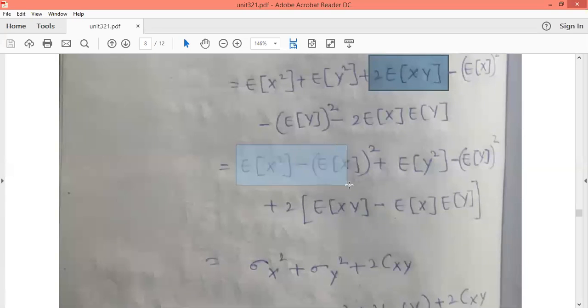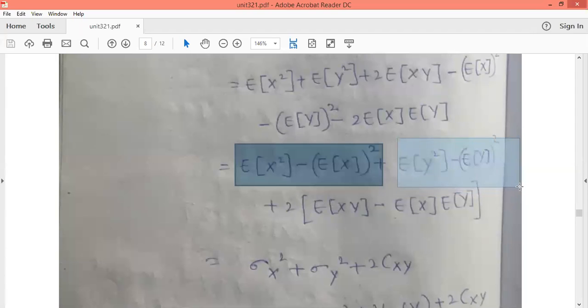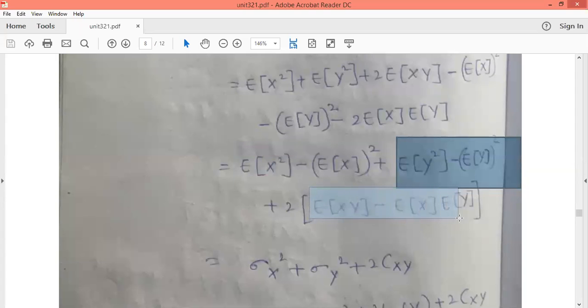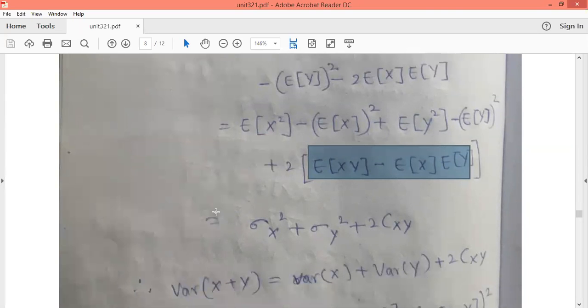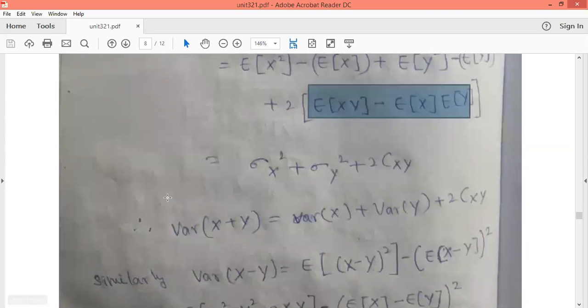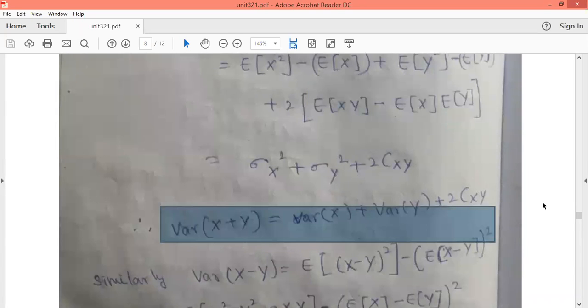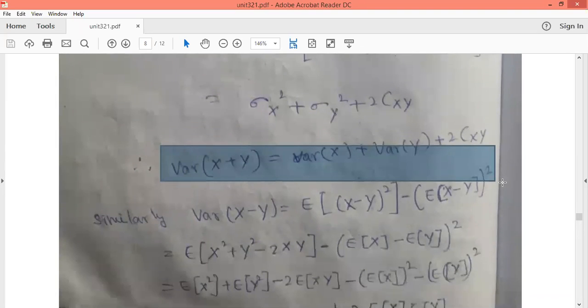So from this we know what each part is. This is the equation for variance of x, this is the equation for variance of y, and this is the equation for covariance: expectation of xy minus expectation of x expectation of y. So from this we can write variance of x plus y is equal to variance of x plus variance of y plus 2 times Cxy.